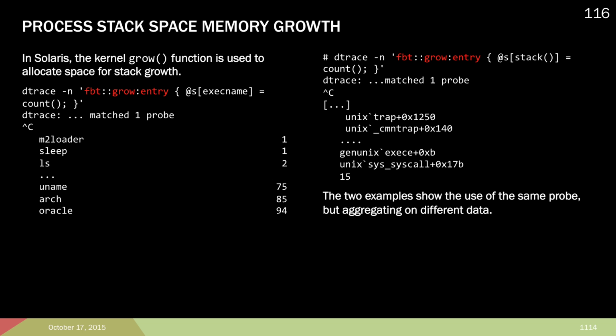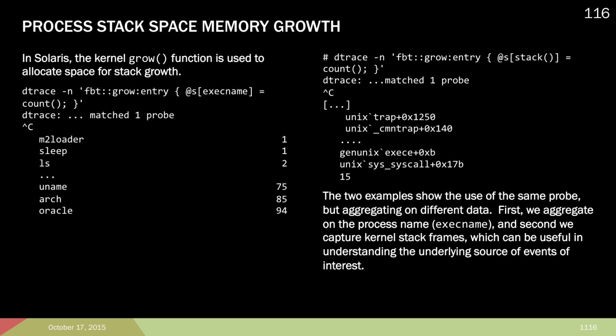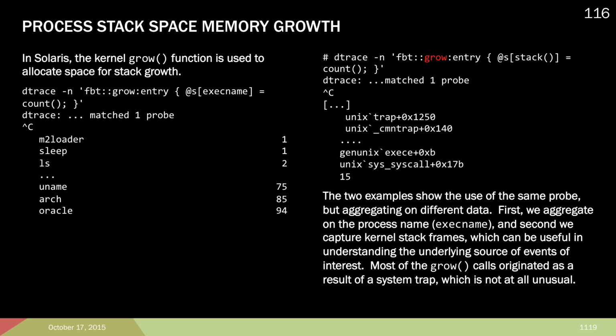The two examples show the use of the same probe, but aggregating on different data. First, we aggregate on process name, exec name. Second, we capture kernel stack frames, which can be useful in understanding the underlying source of events. Most of the grow calls originated as the result of a system trap, which is not at all unusual. The page fault trap handler will call grow to increase a stack segment.